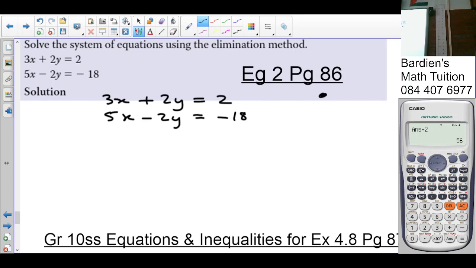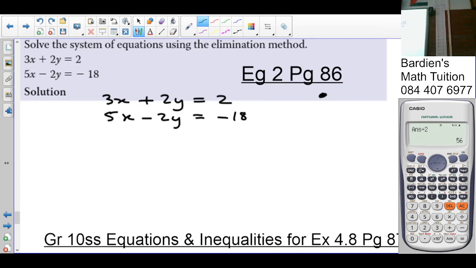So the first thing you're going to check is, we must first check that at least one of the variables' coefficients is the same. Okay, what's the coefficient? The number in front of the variable. So what's the coefficient of x? 3. What's the coefficient of y? 2 and negative 2.